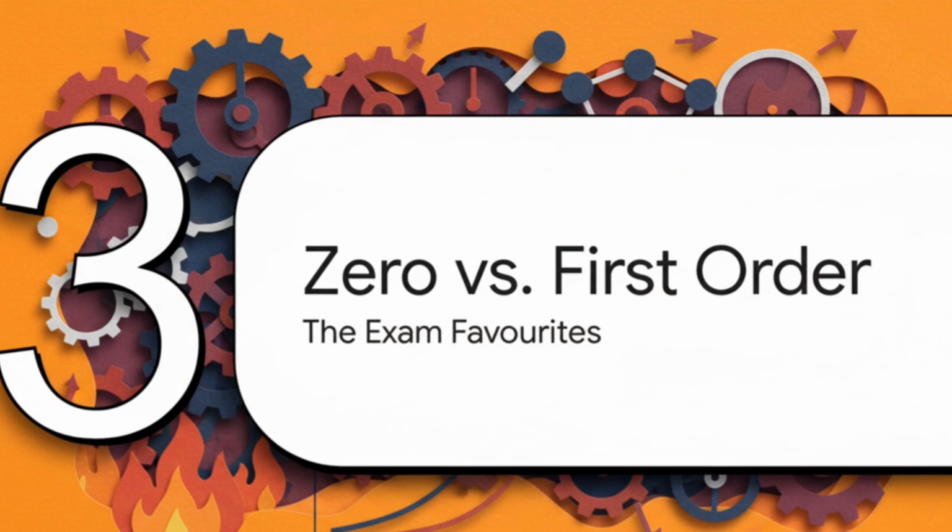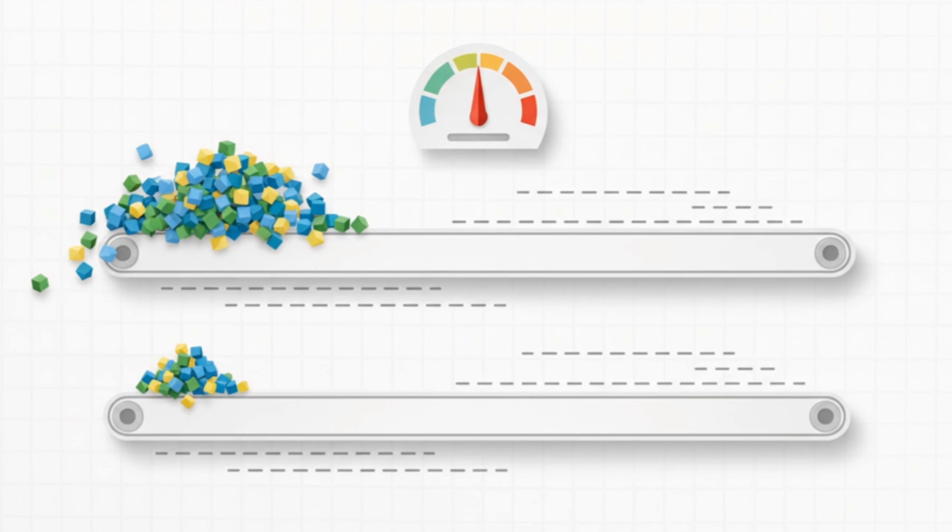Okay, let's really focus in now. We're going to look at the two reaction types that make up something like 90% of the questions you're going to face on the exam. A zero-order reaction is kind of like an assembly line that moves at one fixed speed. It doesn't care if you have a mountain of parts or just a handful, the line just keeps chugging along at the same pace. The reaction speed is constant, and it completely ignores how much reactant you have.